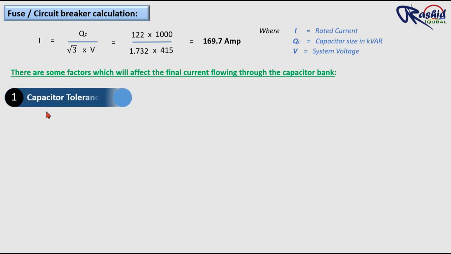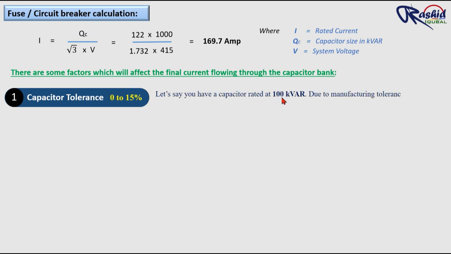Number 1, capacitor tolerance. Capacitor banks come with a certain tolerance range. According to international standards, the tolerance can range from 0 to 15%. What does this mean? Let's say you have a capacitor rated at 100 kVAR. Due to manufacturing tolerance, the capacitor might actually behave like a 115 kVAR unit in some cases. If the capacity increases, the current will also increase. The circuit breaker has to be sized to handle this higher current.